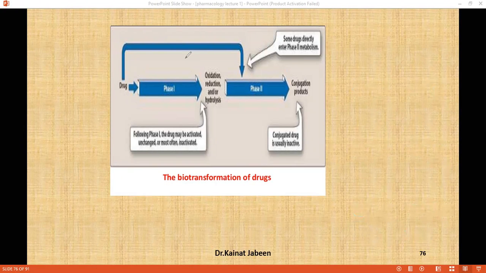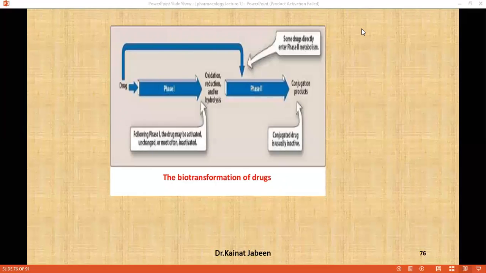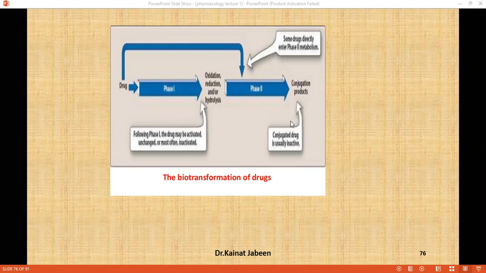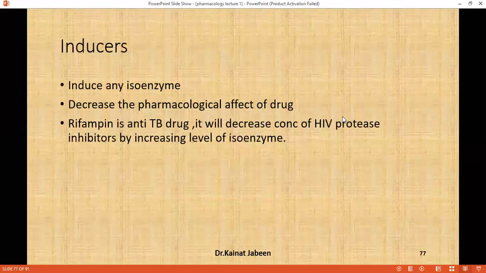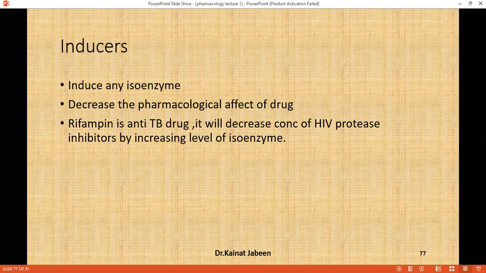So there are some inducers and some inhibitors of these enzymes, these isoenzymes. There are different families. Today we have to talk first about inducers. Inducers are the drugs that are going to induce the isoenzymes. And when they induce, mostly it will decrease the pharmacological effect of the drug.